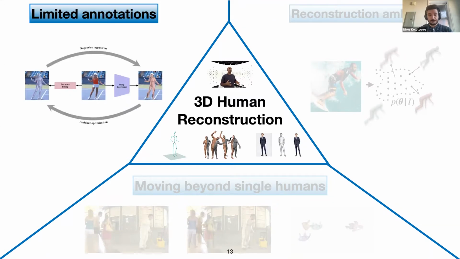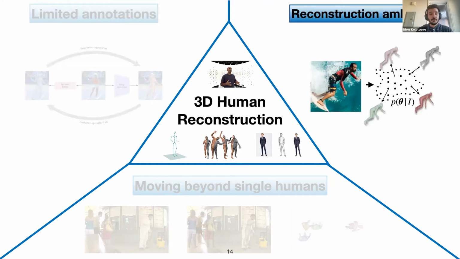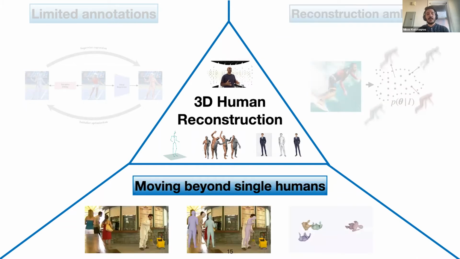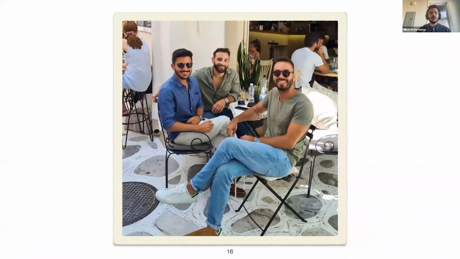The first problem is the limited availability of annotated data, and we will present a method that attempts to address it. The second problem is about modeling the inherent ambiguities of the reconstruction, and we show that modeling these ambiguities can be really helpful for a series of downstream applications. And last, we'll talk about moving beyond single-person 3D pose estimation and scale our methods to work on scenes with multiple humans. Before diving into the details, I wanted to give you a sneak peek of the level of reconstruction quality we can currently achieve.